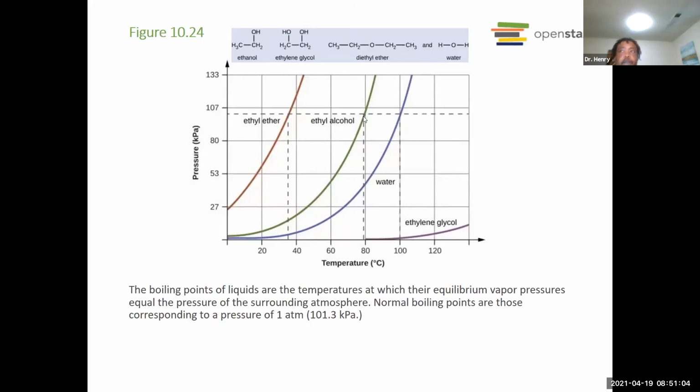The boiling point of ethanol, which is ethyl alcohol, is just under 80. It's like 79 point something. The boiling temperature of water we know is 100 degrees, and ethylene glycol at 1 atmosphere is even off the chart, so we're not going to see it boil at the temperature scale that we're at. Again, it shows us which of these had the strongest intermolecular forces.